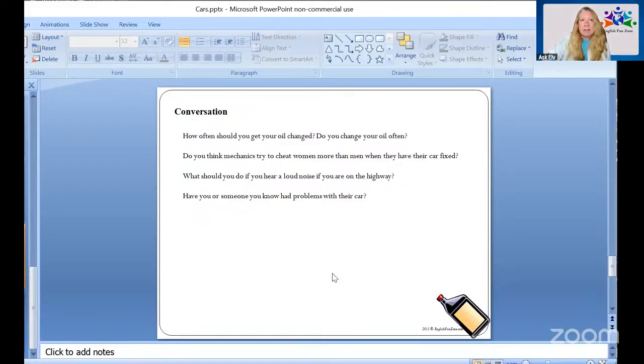And do you think mechanics try to cheat women more than men when they have their car fixed? Oh, that's a good question. I think so. I know because I have blonde hair. And when I was younger, guys would just automatically assume that I was stupid.